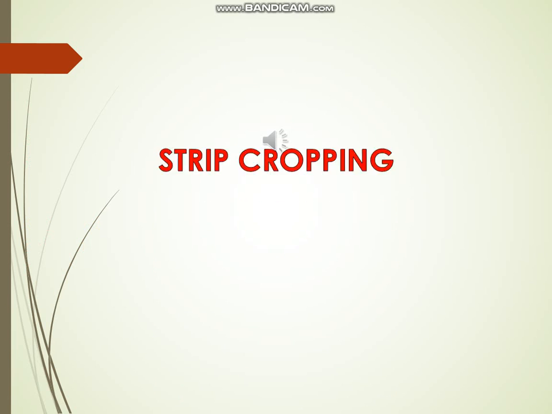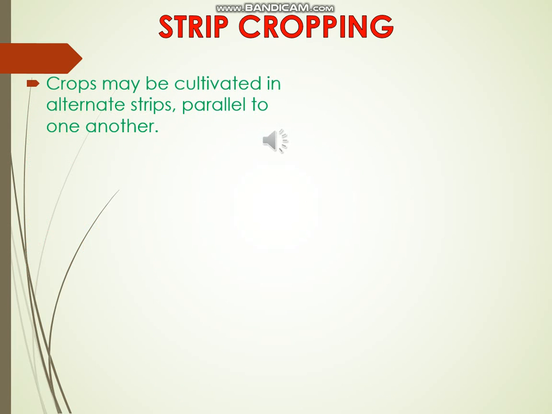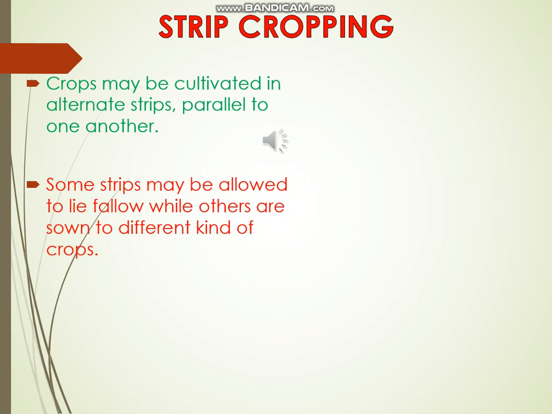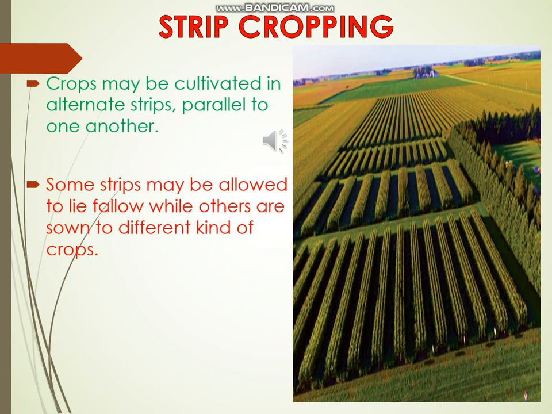In strip cropping, crops may be cultivated in alternate strips parallel to one another. Some strips may be allowed to lie fallow while others are sown to different kinds of crops, for example, grains, legumes, small tree crops. The various crops ripen at different times of the year and are harvested at intervals. This ensures that at no time will the entire area be left bare or exposed. The tall growing crops act as a windbreak, and the strips, which are often parallel to the contours, help to increase water absorption by the soil by slowing down runoff.